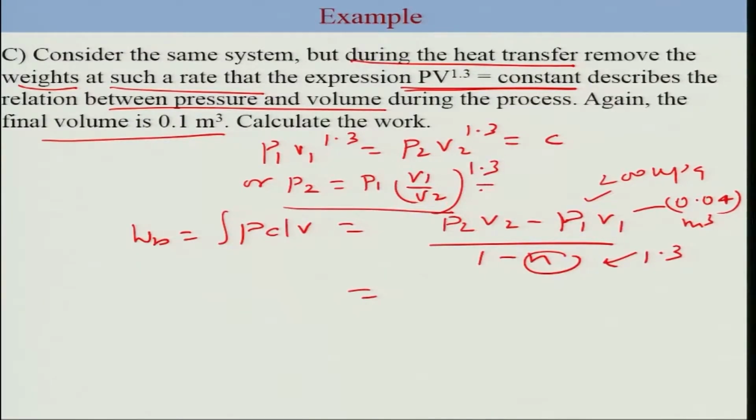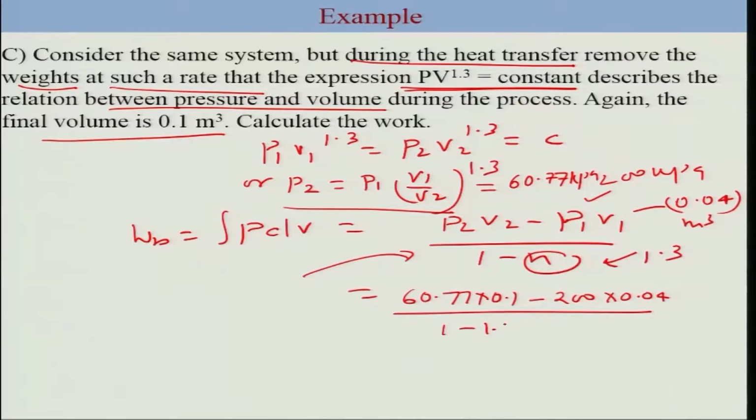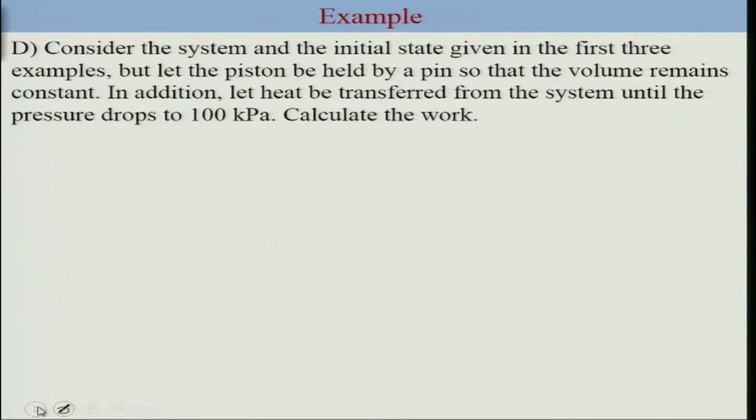So this turns out to be 60.77 kilopascal, and then you plug in these values in this expression. So this comes out to be (60.77 into 0.1 minus 200 into 0.04)/(1 minus 1.3) kilopascal meter cube. The answer is 6.41 kilojoules. So this is the work done during this process, having a relation between pressure and volume in this form, a polytropic process.